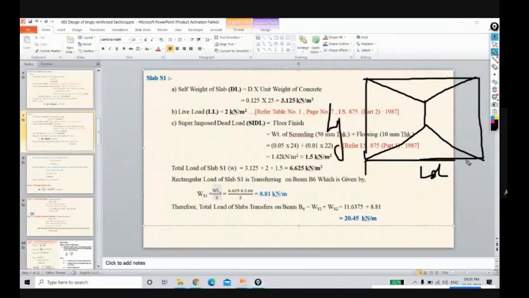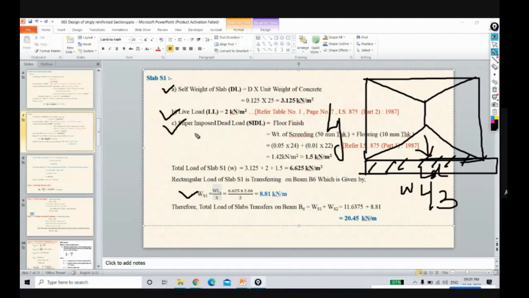Now here we have considered the beam at this position, so triangular load will transfer from slab to beam. The formula is WLX by 3. So here we have considered WLX by 3. Again the same, calculate self-weight, live load, and then super dead load. Now in this super dead load, this is our S1 slab, and here we have not considered any sunk load because this is a general slab. So consider all load, and the load transferred from S1 to beam is 8.81.